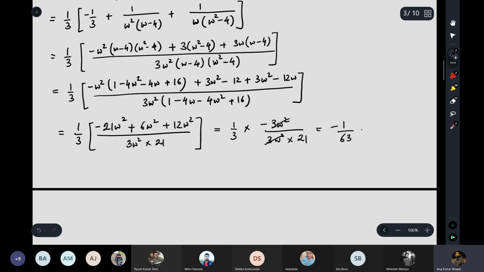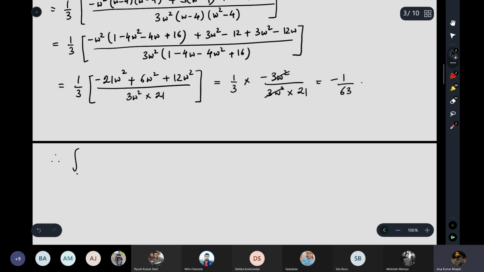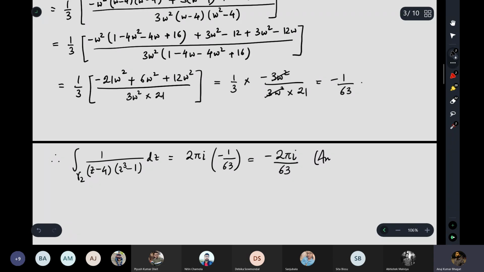So what is the answer? Therefore, the integration over gamma 1 of 1 by (z minus 4) into (z cube minus 1) dz is nothing but 2 pi i times the sum of all the residues, which is minus 1 by 63. So the final answer is minus 2 pi i divided by 63. Any confusion?